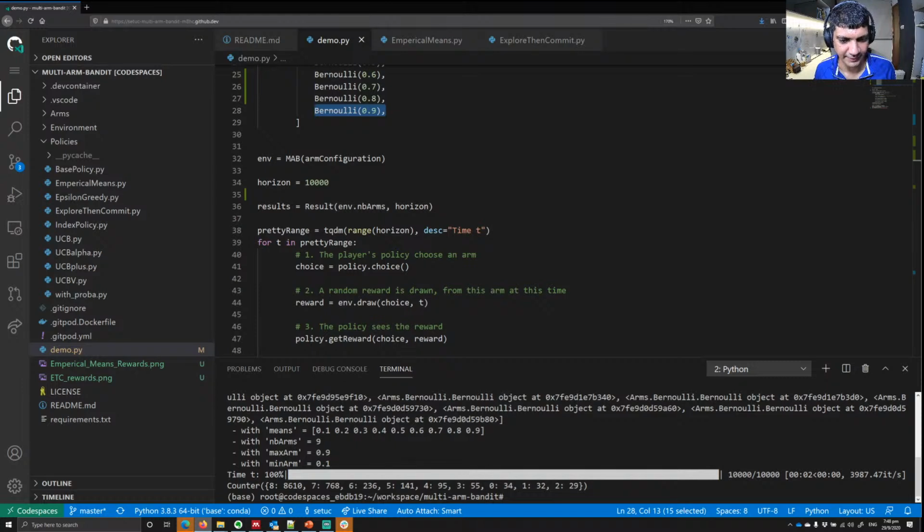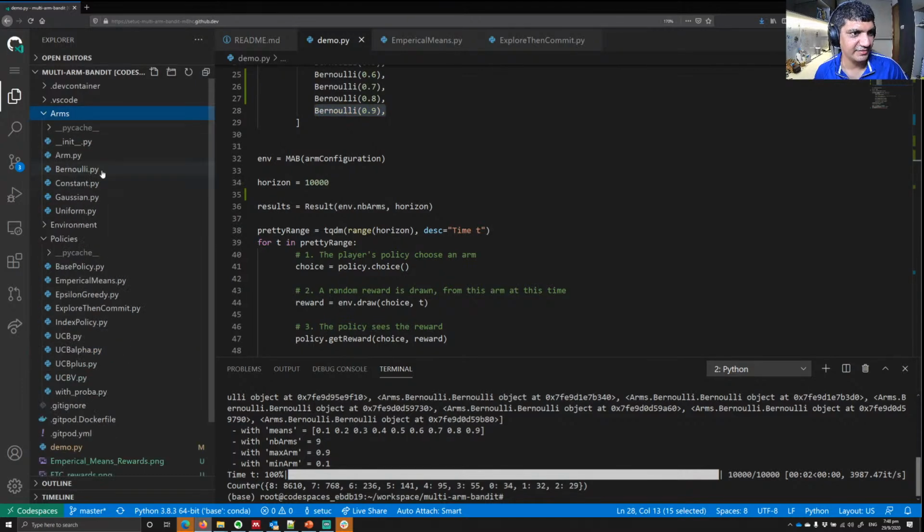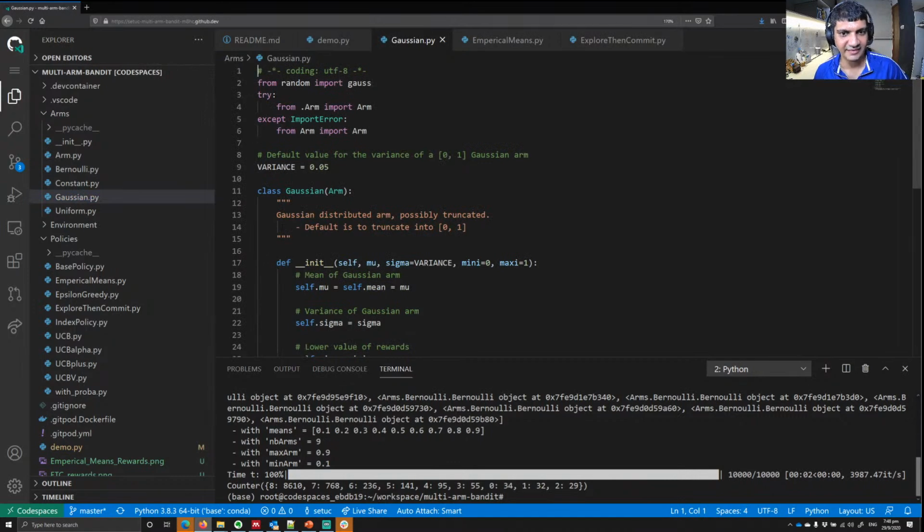So there's one question on the code itself. Let me just answer that. The question is, when the arm configuration is Gaussian, there was only one parameter. Usually Gaussians have 2 parameters, mean and variance. Are we assuming standard normal random variables here? So what I've done in my arms is, you're right, Gaussian does have 2 parameters, where you're looking at mean and variance.